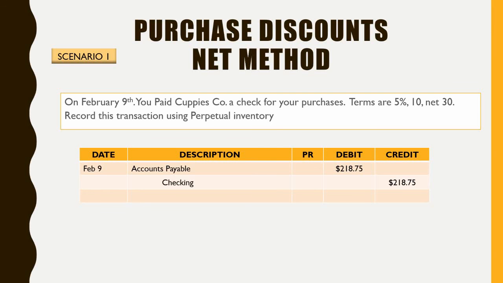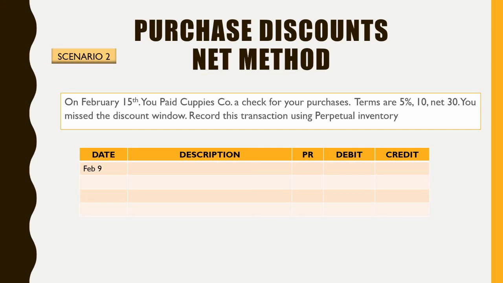Straightforward. Now, what if you end up in scenario 2? Let's say you didn't pay on the 9th. You end up missing the discount period and end up paying on the 15th of February. So, because you originally recorded at the discounted price, how are you going to record this when you make a payment when you miss the discount period? You would use accounts payable and inventory.